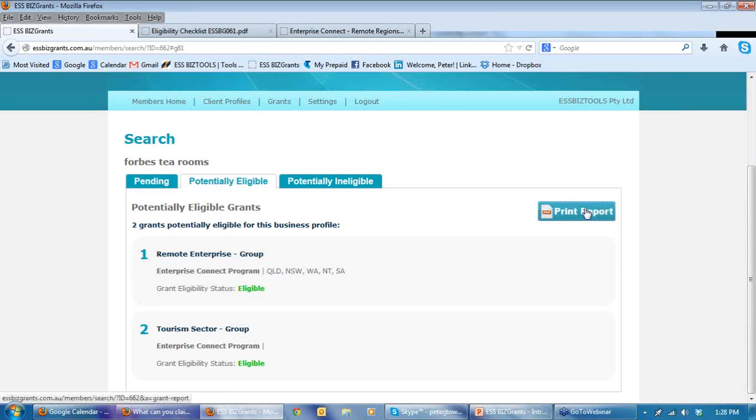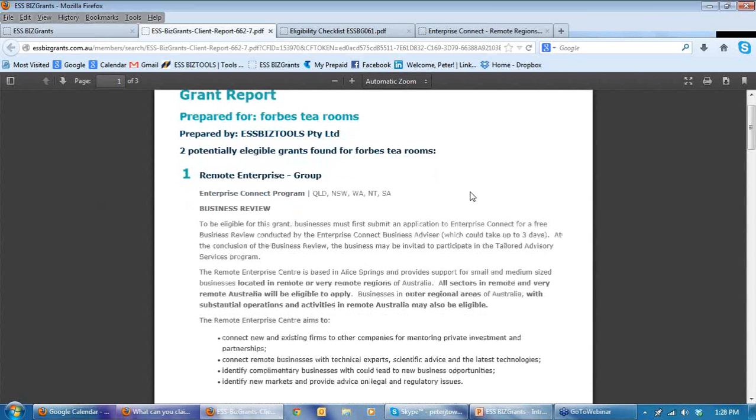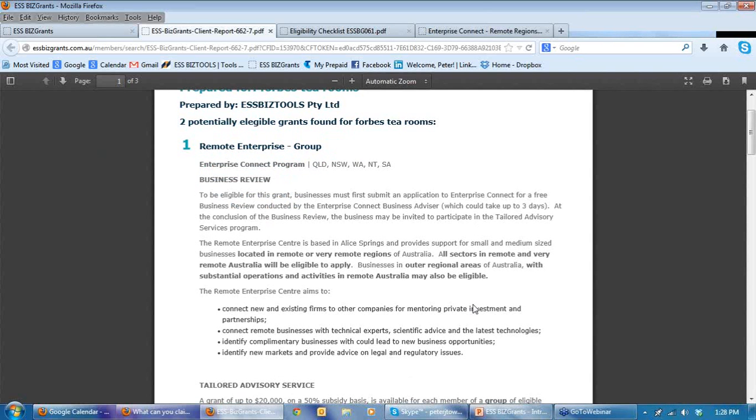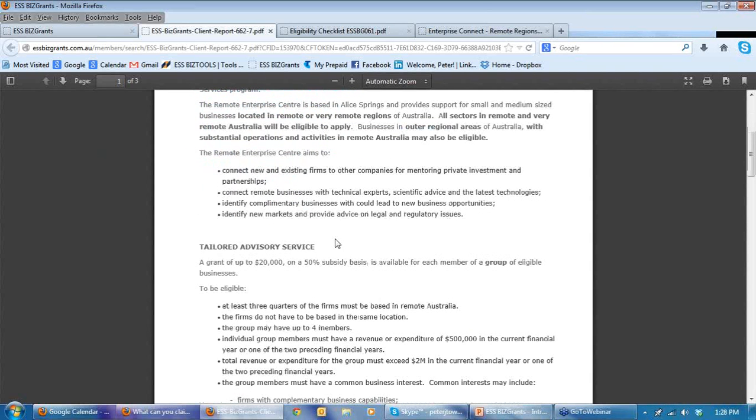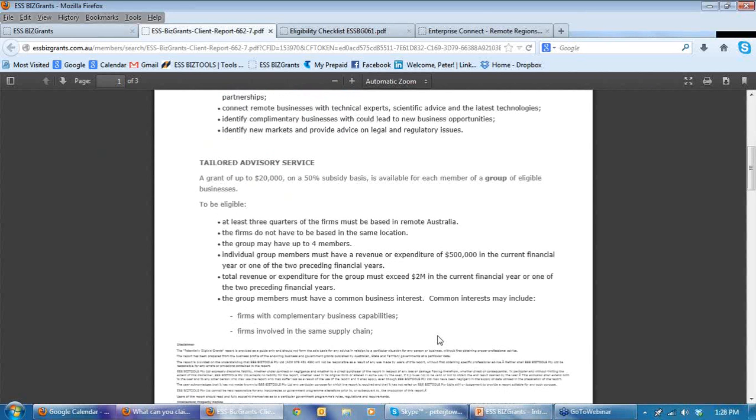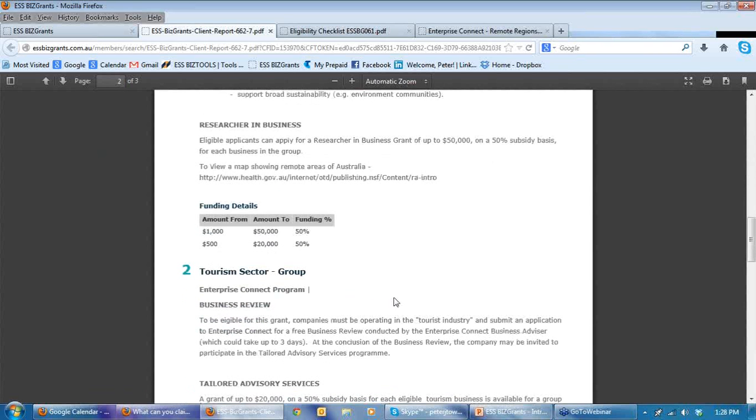If we wanted to at that stage, we could produce a report, and I just want to show you what the reports look like. So there's a report which you could give the client. It's going to have the client's name on it, your name. It doesn't have ESS BizTools. It will have your name, the name of the firm registered to use this system. There's a profile on what the grant's about. There's details as to what the funding is, both researchers in business and tailored assistance scheme. Then there's similar information for the tourism sector group.